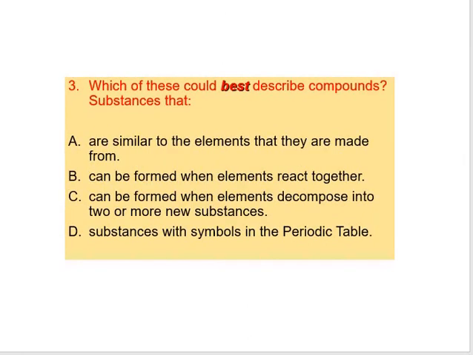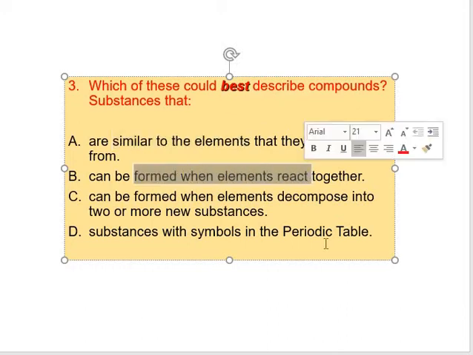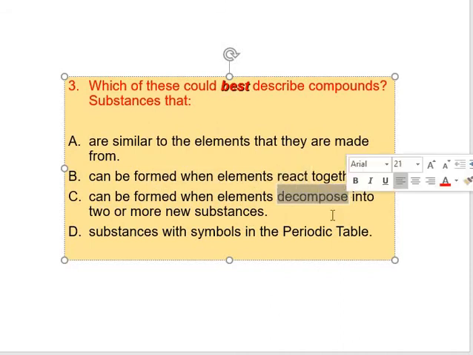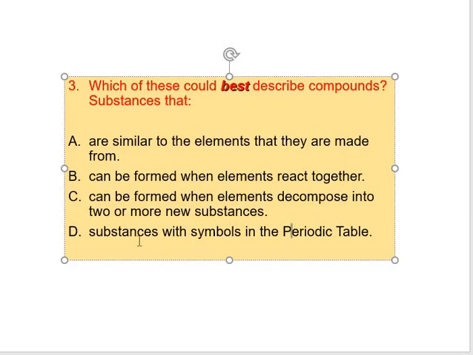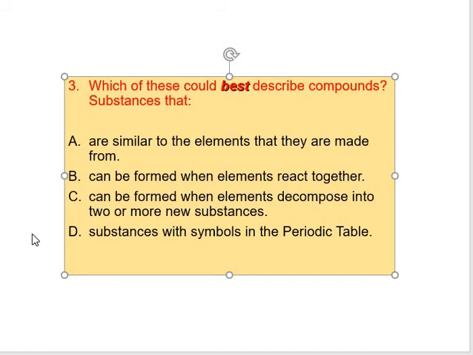Number 3. Which of these could best describe compounds? Are they substances that are similar to an element? Can they be formed when elements react together? Can they be formed when elements decompose, break down into two or more different substances? Or are they substances with symbols in the periodic table? Decide, is that A, B, C, or D?